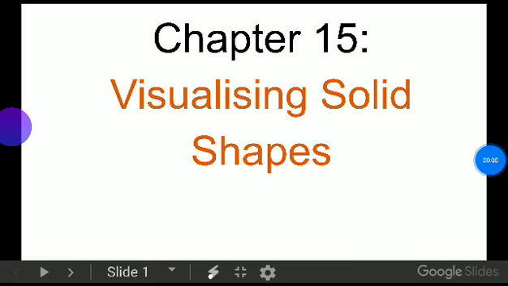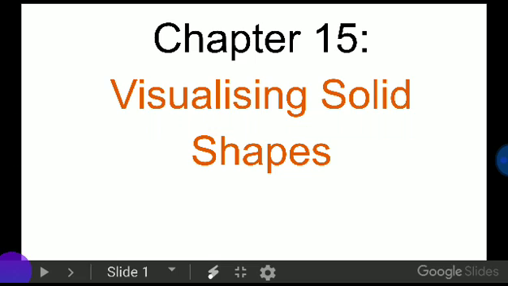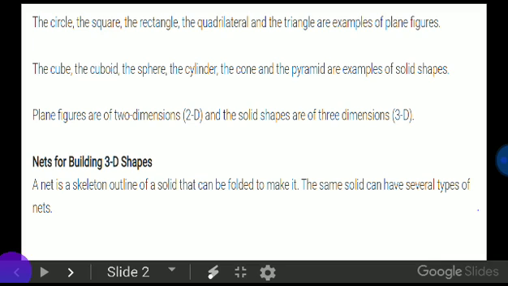So today we are going to understand the topic visualizing solid shapes. Basically, we are going to understand solid shapes, that means the 3D shapes having 3 dimensions, which are length, breadth and height. The circle, the square, the rectangle, quadrilaterals, triangles, all these are examples of plane figures, or we can simply say 2D figures. And cuboid and sphere are examples of 3D figures.